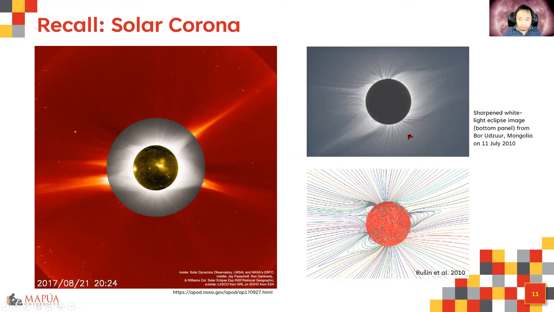So this is an example of a solar eclipse that happened on July 11, 2010. And this paper, Rusin et al., 2010, was able to predict these features of the sun, wherein it showed that this corona image can actually be used to map out the magnetic configuration or the magnetic field lines of the sun, at least in this view. Okay, so you will notice here that there are several components: your radial components, your dipole component, and your neutral sheets.